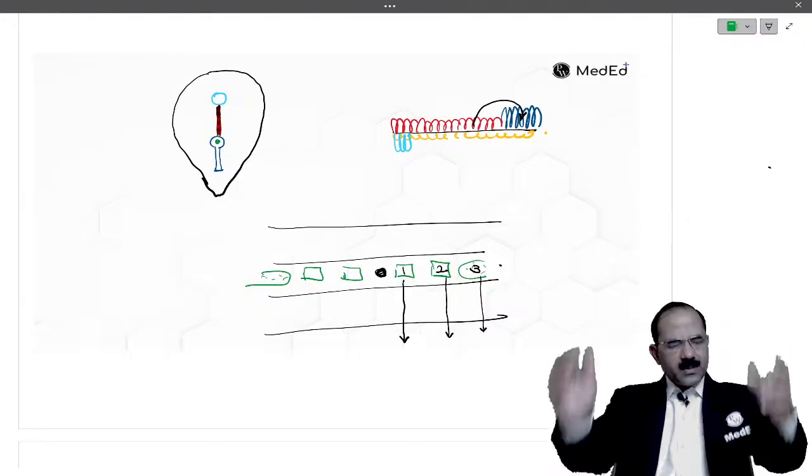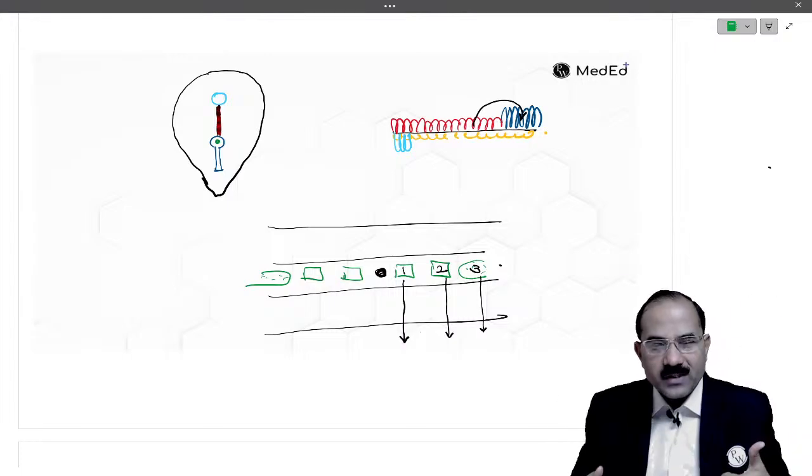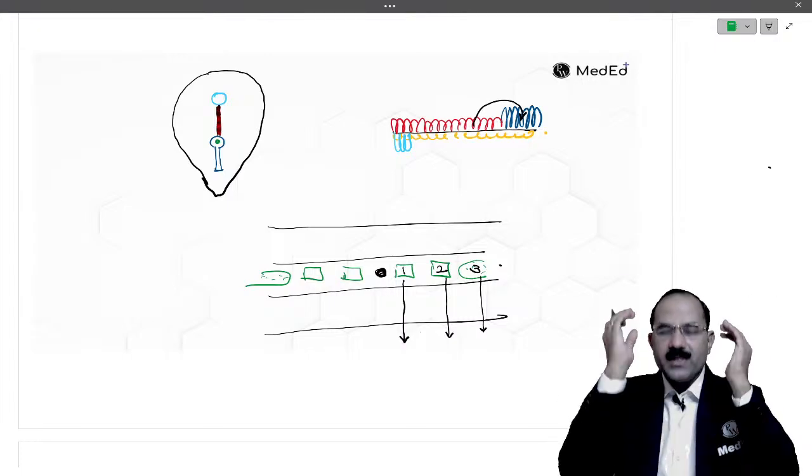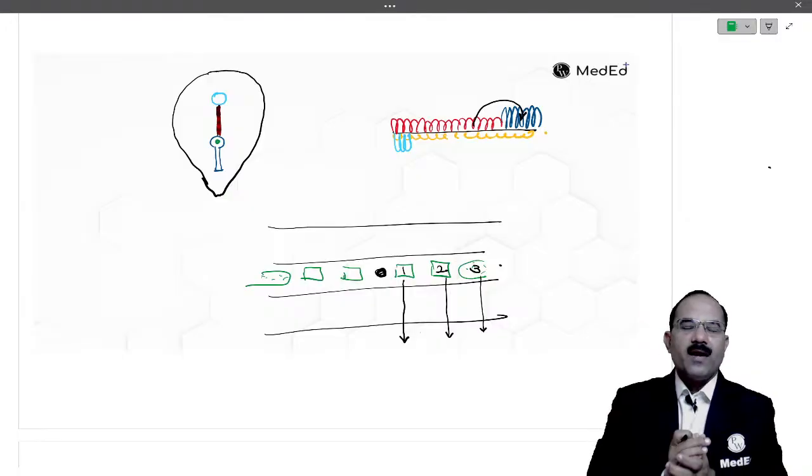Okay, and this intraembryonic coelom forms all the body cavities. Which are these body cavities? The pleural cavity, the peritoneal cavity, and the pericardial cavity.